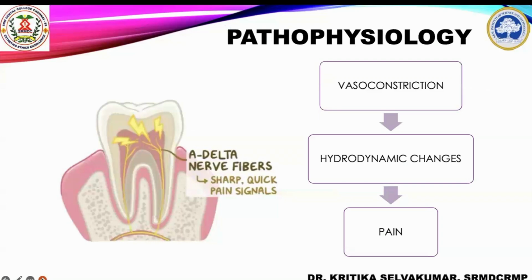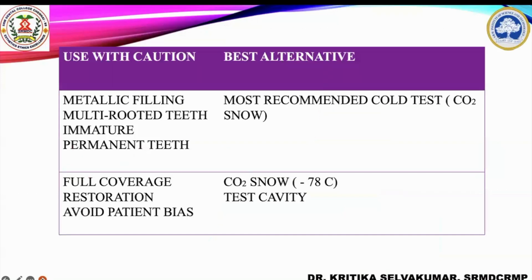Moving on to the pathophysiology, there is a transient vasoconstriction that occurs after the placement of the cold stimulus on the tooth. And according to Van Hassel theory, this vasoconstriction causes the outward dentinal fluid movement, thereby causing hydrodynamic changes within the tooth. These hydrodynamic changes cause the activation of the A delta nerve fibers, in turn causing sharp, quick pain signals. So this leads to the response from the patient on application of the cold stimulus.